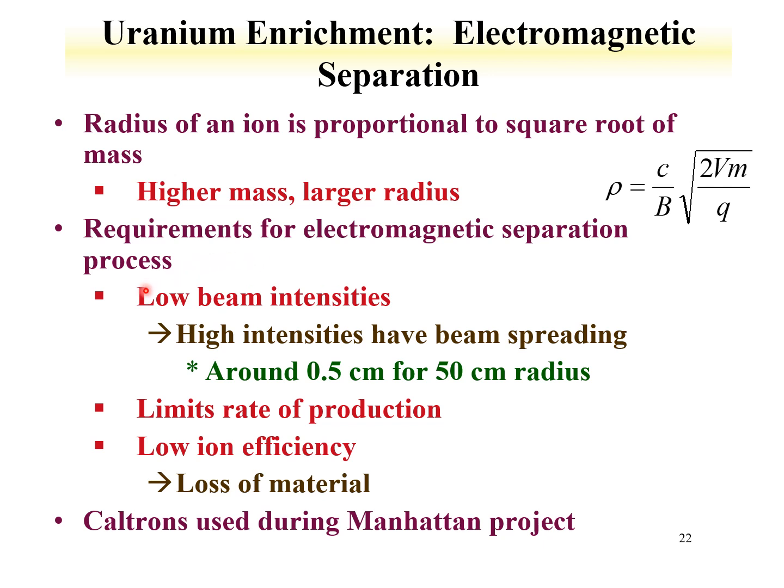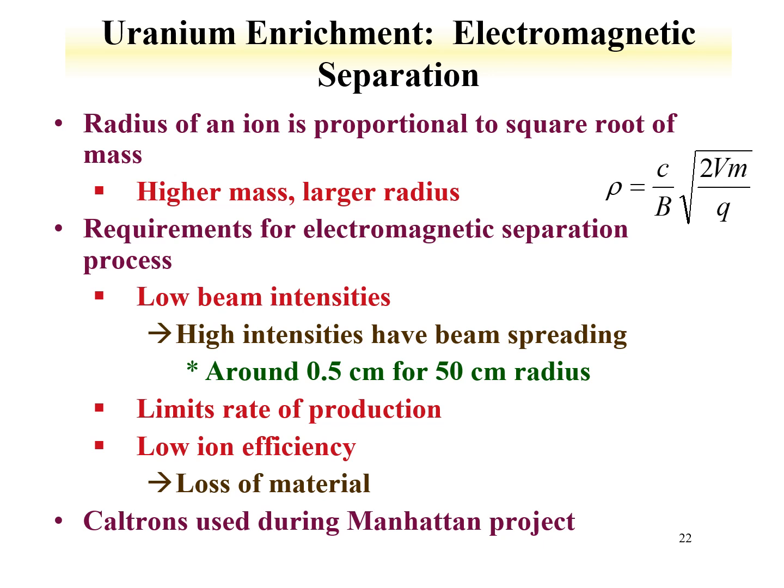The other components that are necessary are relatively low beam intensities. High beam intensities have high beam spreading. So for achieving the separation based upon the change in the radius, the radius is a function of mass. If we have high beam spreading, the spreading can be on the order of the differences in the radii, limiting the ability to have separation.